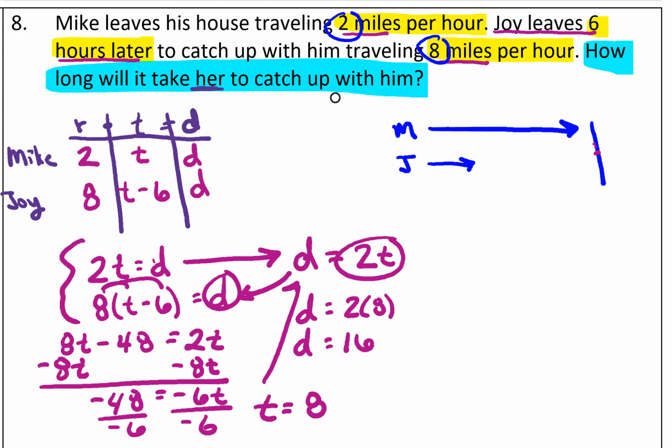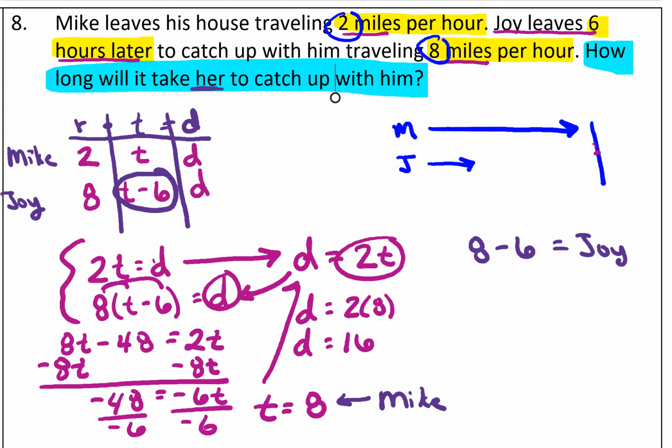Well, Joy's time, how long is a time, is t minus 6. So we can't just say she'll catch up with him in 8 hours. That's not true. This 8 hours is Mike's time. He's going 6 hours longer. So Joy's time would be 8 minus 6. That's going to be Joy's time, which means she'll catch up with him in 2 hours.